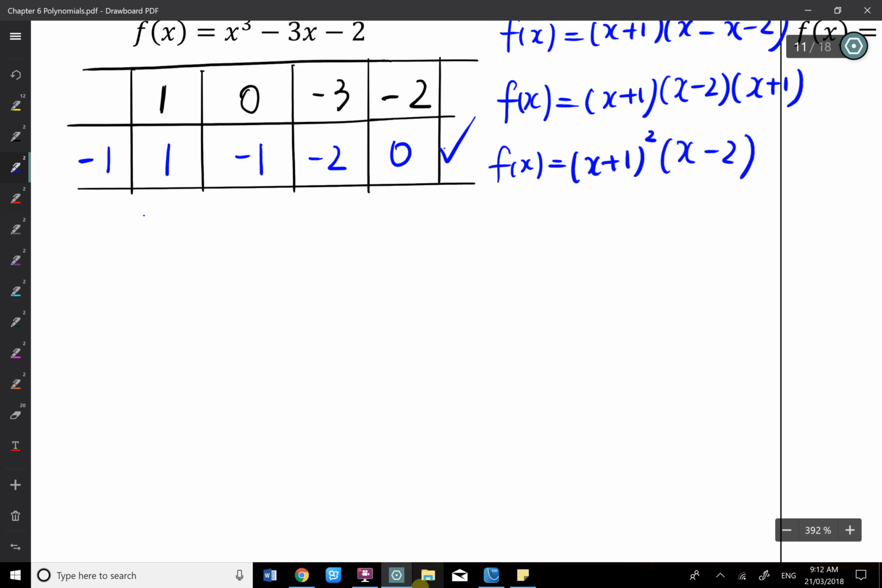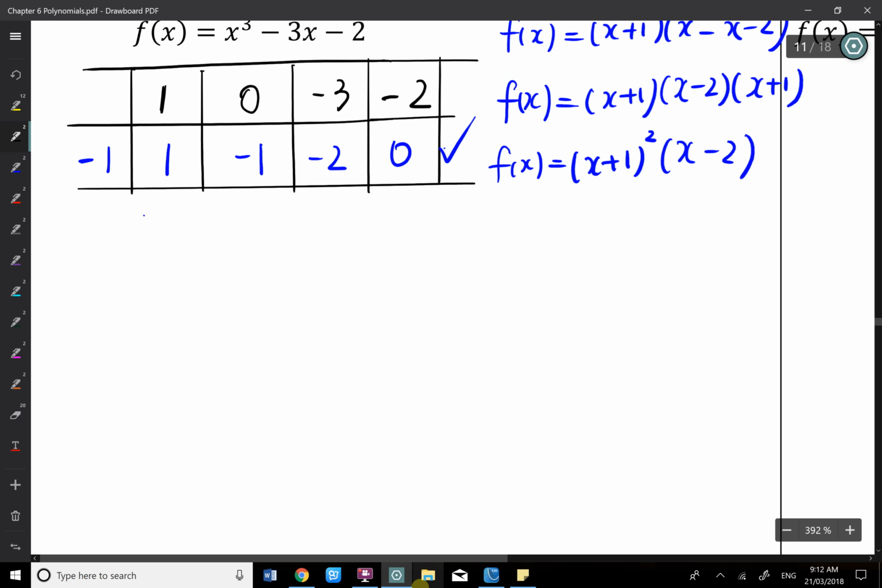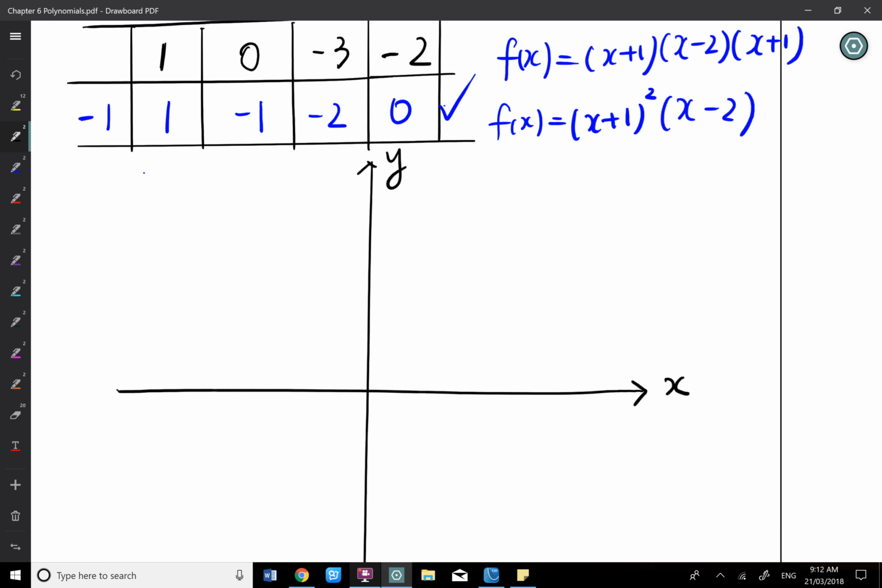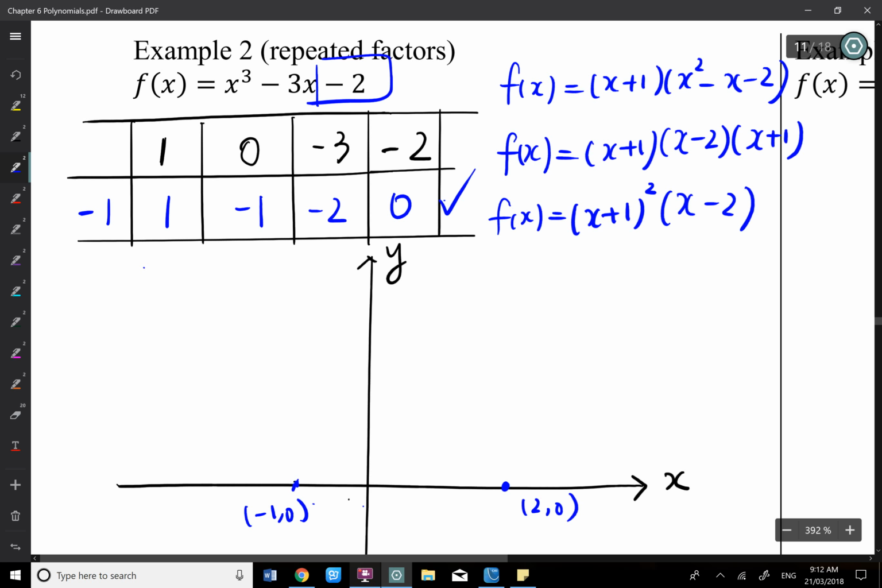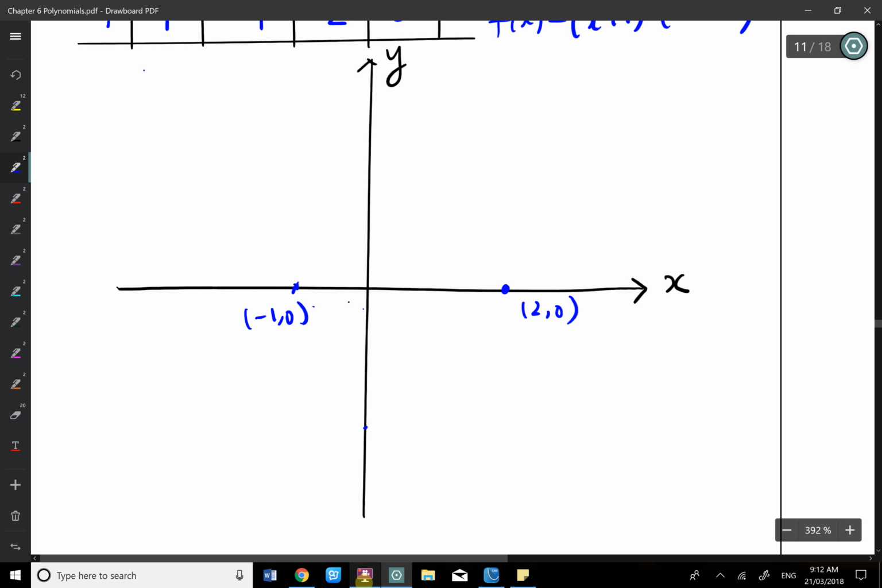Now we do the same thing. Okay, where's the x-intercept? Negative 1 and 2. Okay, what's the y-intercept? Negative 2 here, so that's the y-intercept. The constant is the y-intercept. So we have 0, negative 2.